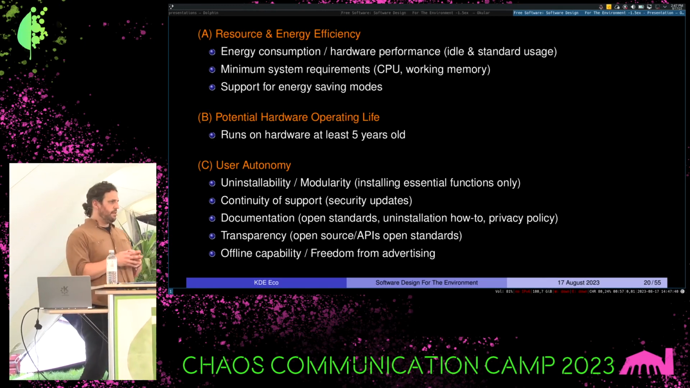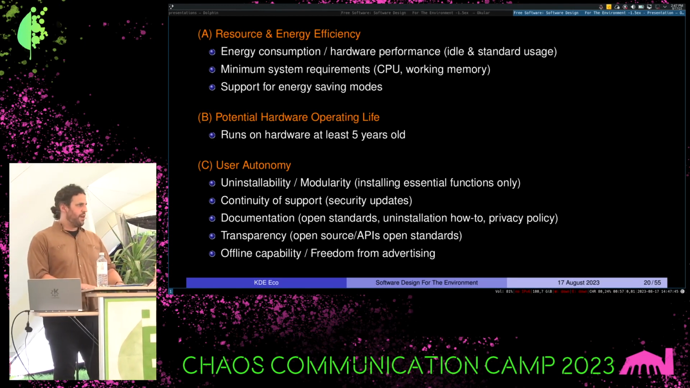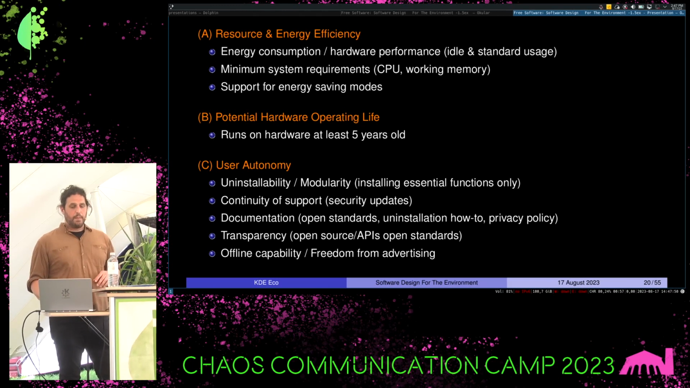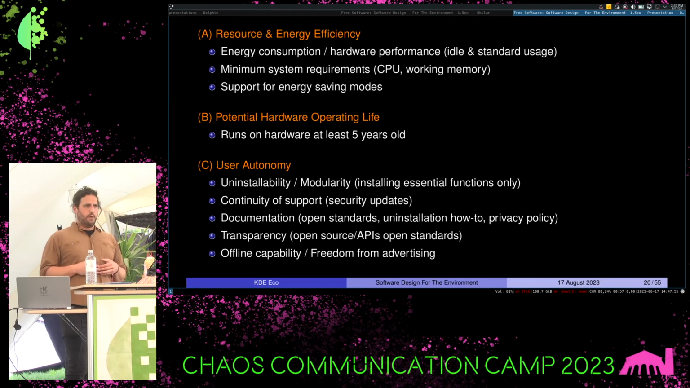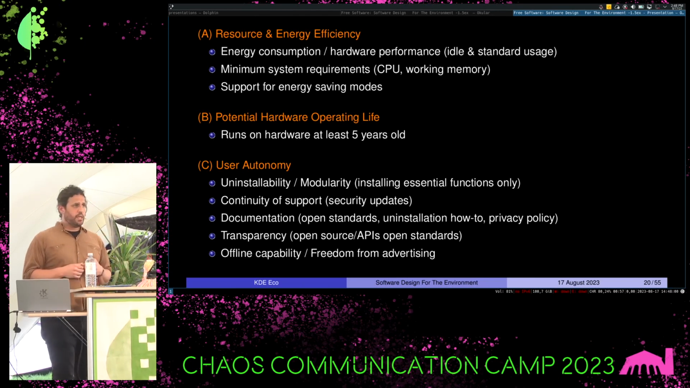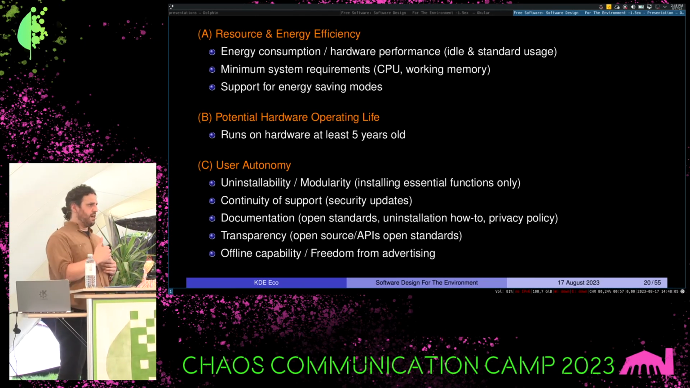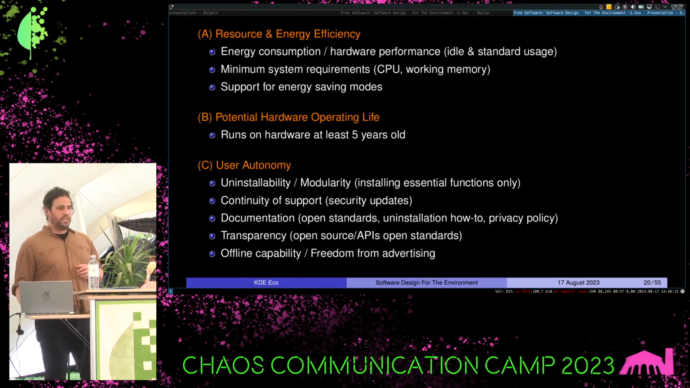I think this is a little too low, especially given that many Linux distributions run on hardware much older than that. And the user autonomy requirements include things like uninstallability, modularity, which influences the sort of software feature creep and bloat, continuity of support, documentation, so that there's long-term reuse and repairability of software, transparency, so that users can decide which software products to use, so you're not locked into an inefficient program, as well as offline capability and freedom from advertising, both of which consume energy.